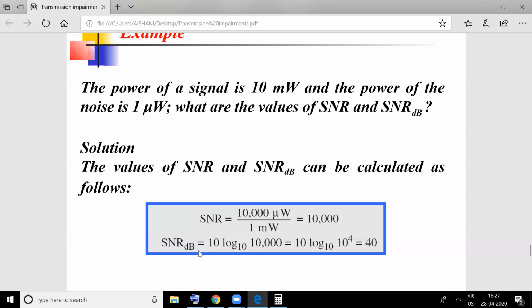Now what is SNR dB? The formula of SNR dB is 10 log 10 SNR. The value of SNR is 10,000. Sorry, 10,000 means 10 to the power 4. 1 2 3 4 zeros, 10 to the power 4. So it becomes 4 into 10, because log 10 base 10 will become 1, and this 4 will come here, so it will be 4 into 10, that means 40. Basically it is not 40, it is 40 dB.